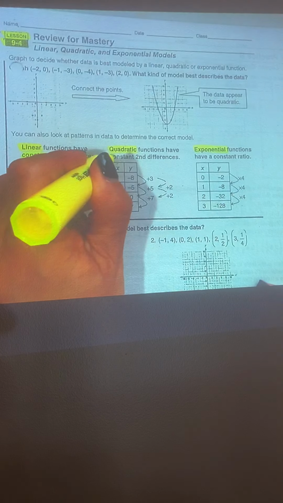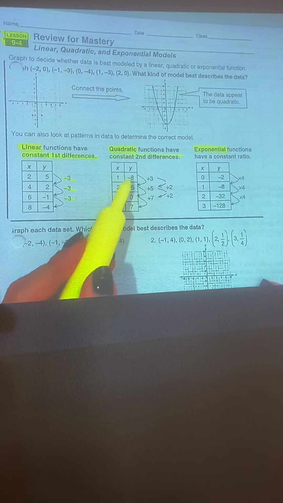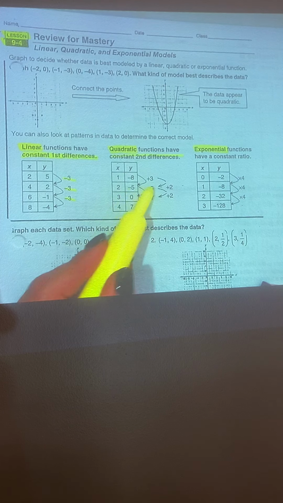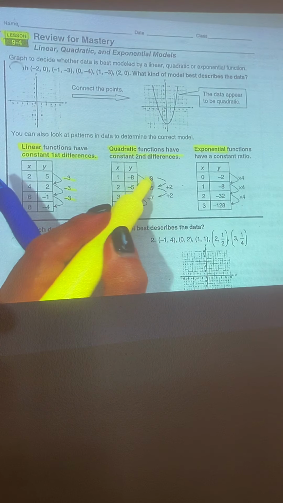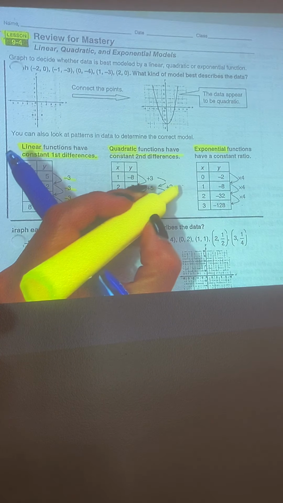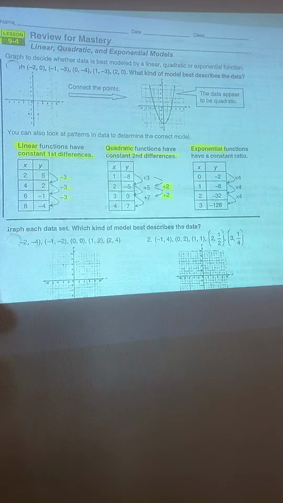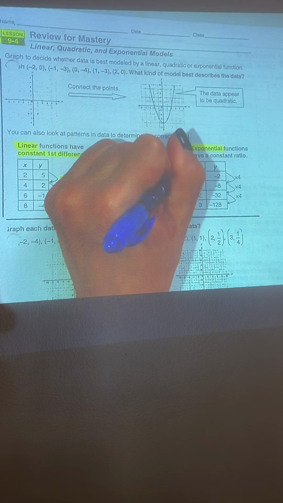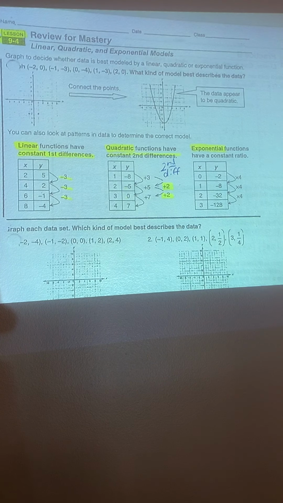Next is quadratic. Quadratic functions have a constant second difference. My x's are constant. My y's going from -8 to -5 is +3, -5 to 0 is +5, 0 to 7 is +7. That's my first difference. Then from 3 to 5 goes +2, from 5 to 7, +2. This is the second difference. My second difference is the same, therefore it is quadratic.